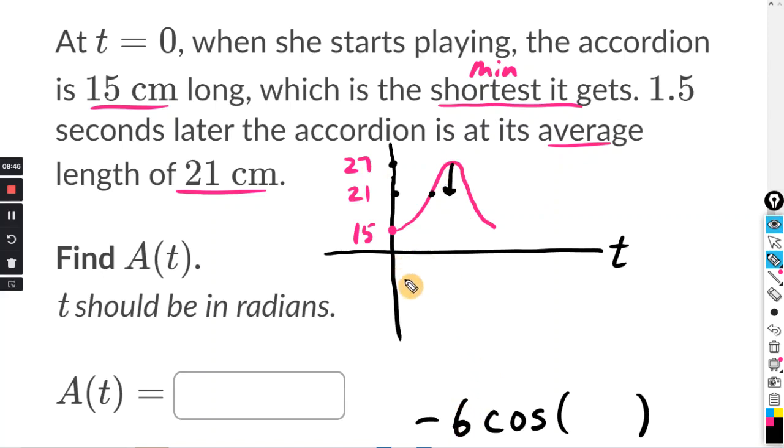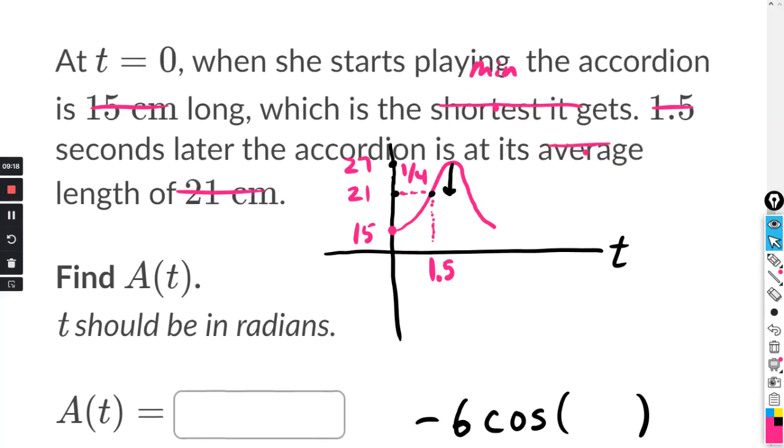All right, and now for the period. It went from the shortest to the average in 1.5 seconds. So from here to here, this point right here is going to be 1.5. This distance right here is 1.5. That is only 1/4 of the period because we only went from the minimum to the average. So to find the period, we need to multiply that number by 4.